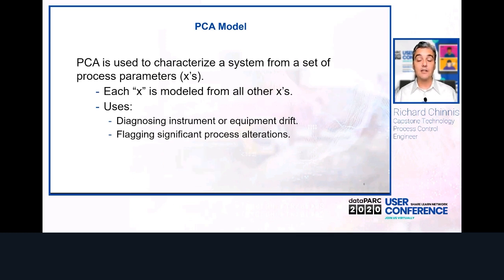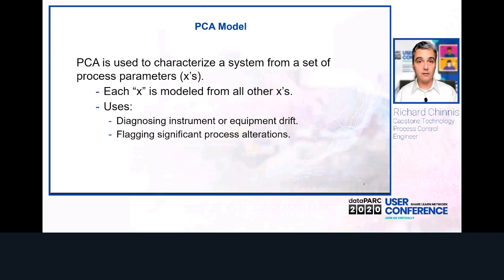You can also flag significant process alterations. An example that I've seen multiple times is a manual valve that should always be open gets closed. Well, there's no indication in a DCS or a PLC that a manual valve has been closed. What you see instead, and what the operator sees, is that something is different. The relationships that I'm used to aren't the same. Well, PCA can flag that so that you don't have to wait for a person to recognize the system has changed. PCA will automatically see it and say, oh, something's changed.